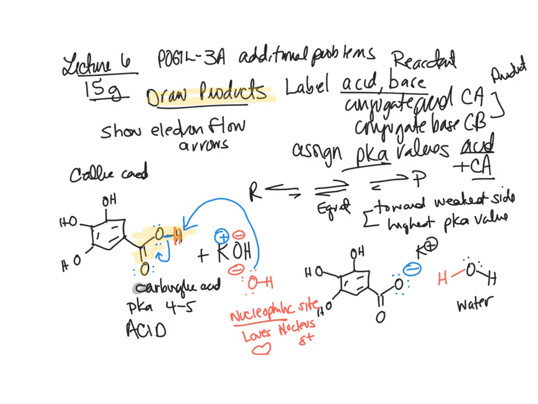So you have to assign the acid and the base. This is your acid, this is your base. So label acid and base. Now we've got to label conjugate acid and conjugate base. Well, this is your conjugate base. Your conjugate acid is where your proton went. So there's your acidic proton, here it is over here on the reagent side, the reactants, and here it is on the products.